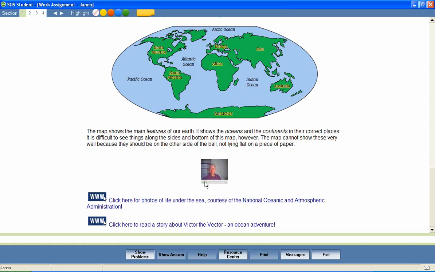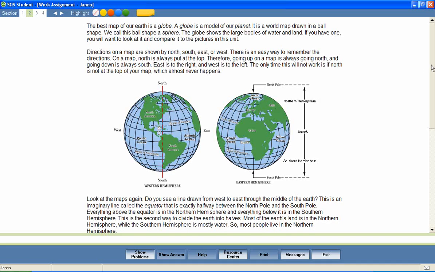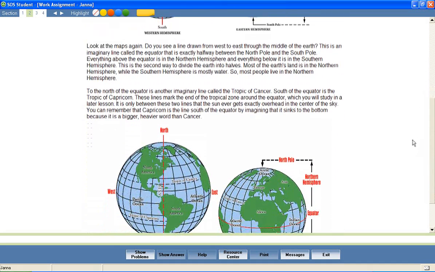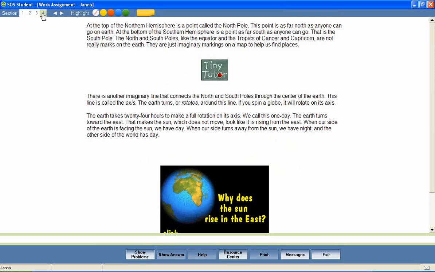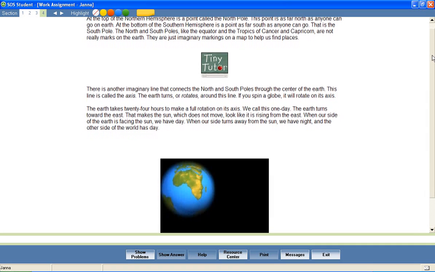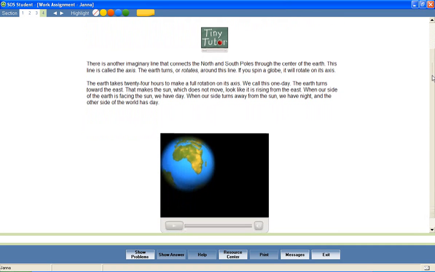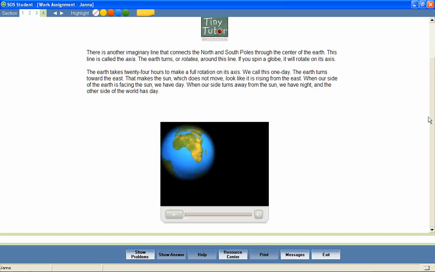Some lessons contain multiple sections. After reading the first section of the lesson, the student can continue on to the next section, reading the text and utilizing the included multimedia. A variety of audio-visual presentations, including videos, slideshows, and animations, provide reinforcement of lesson content.